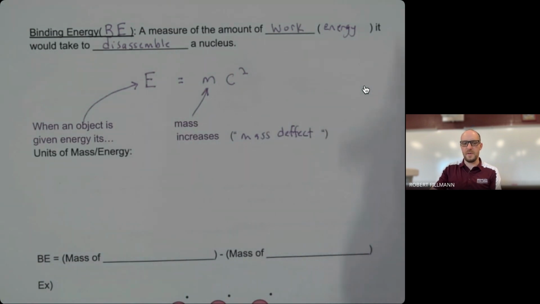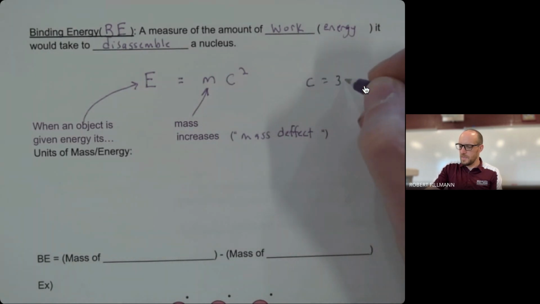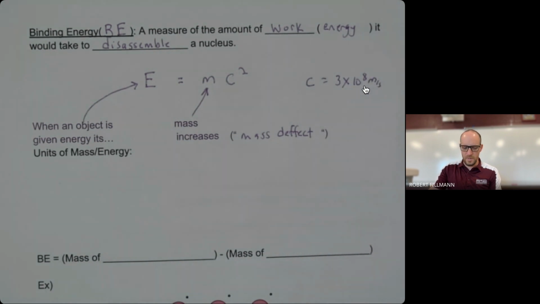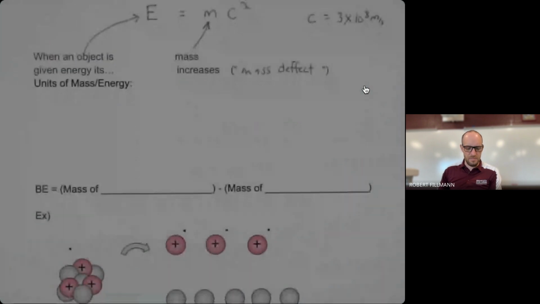What's the difference in mass before and after you took it apart? That's equal to the energy or the work that was required to disassemble it. Also useful reference here, the speed of light, if you remember from before, is 3 × 10⁸ meters per second. So I could use that to make calculations between mass and energy.